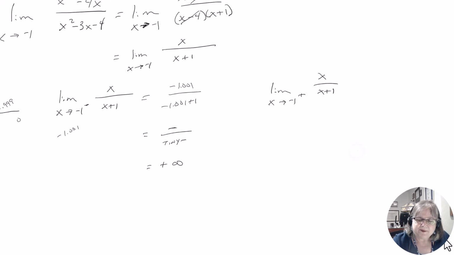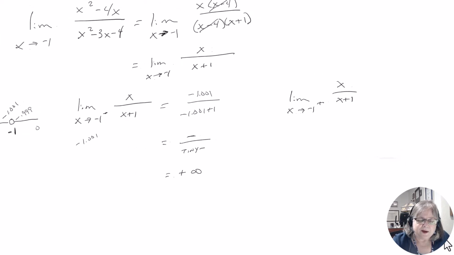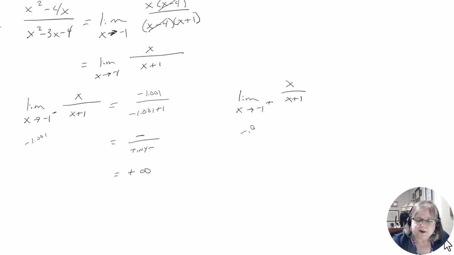Okay? Now, a number to the right would be something like negative 0.999. So you'd have negative 0.999 over negative 0.999 plus 1. So you would have a negative divided by a tiny positive. So this is negative infinity.